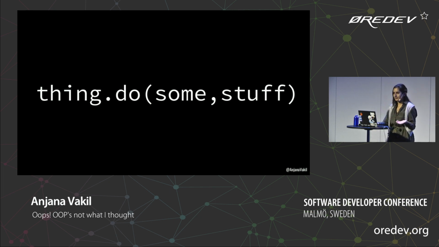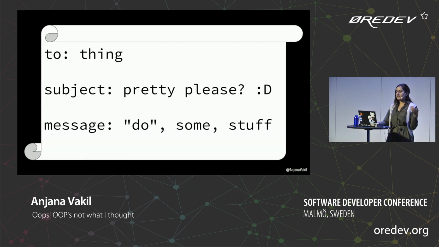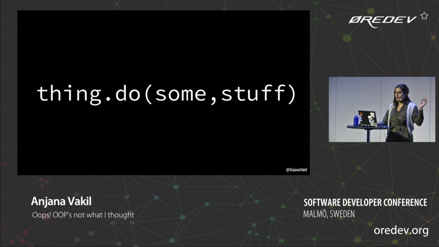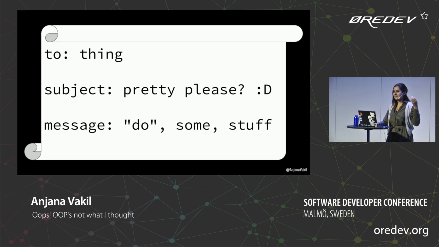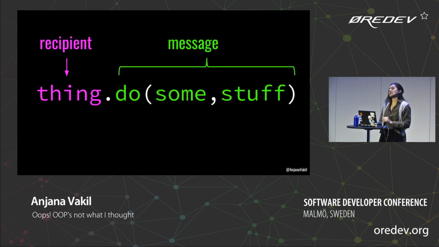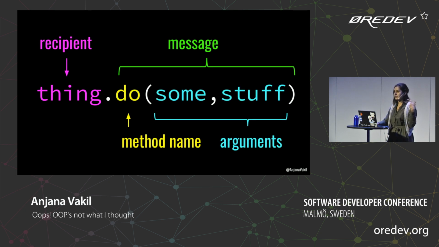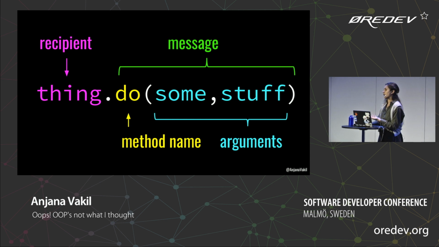Now, how does this break down in terms of messaging? Well, we could consider this line of code here. When I execute that, basically what I'm doing is sending a little note to this object, thing, and saying, hey, if you don't mind, please, lovely object, won't you do some stuff for me? So the recipient of the message is whatever's before the dot, this object, and everything after the dot is the message itself, where the message breaks down into the method name that I want the object to call and whatever arguments I need it to call it with.